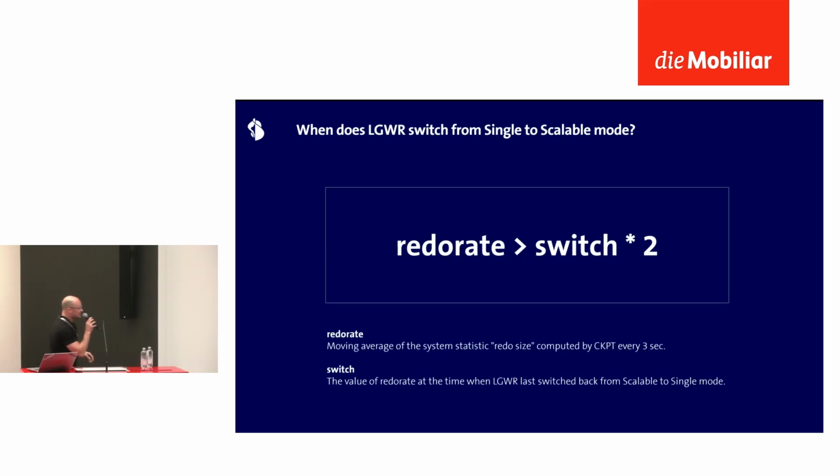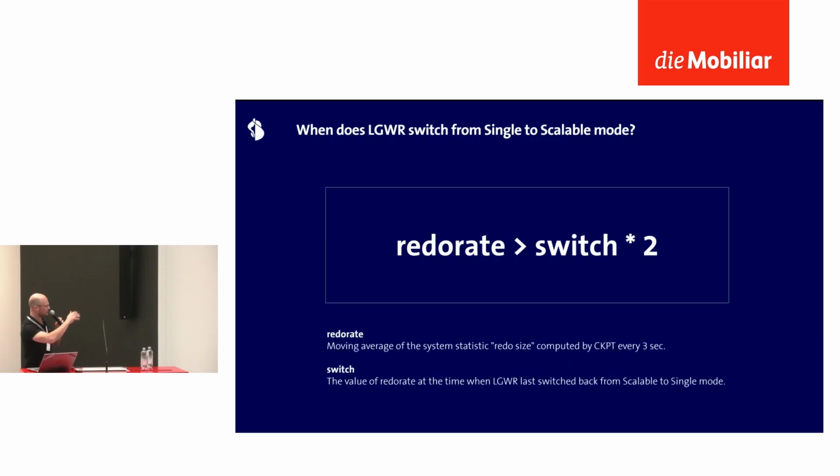So in this case, it is the redo size statistic that you can look up in V$SYSSTAT, and it's the CKPT, the checkpoint process, which measures that every 3 seconds, and then it computes an average. That is the redo rate, and it's compared to the switch rate. And the switch rate is nothing but the redo rate at the previous point in time when we switched back from scalable to single mode. So it's a historical value of the redo rate.